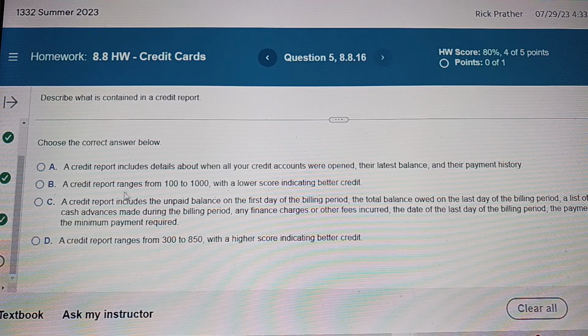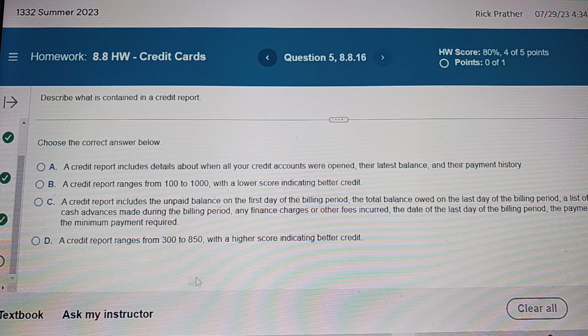A credit report ranges from 1 to 1,000. I think that's too much of a range. And a lower score is better. No, definitely a higher score is better. So it's definitely not B. A credit report ranges from 300 to 850. A higher score is better. A credit report includes the unpaid balance on the first day of the billing period. I think this is too much.